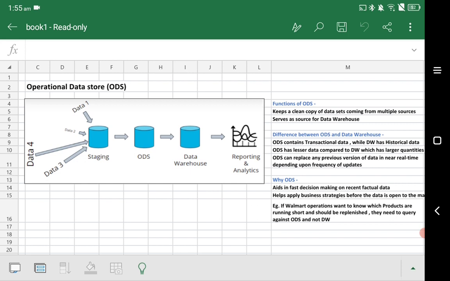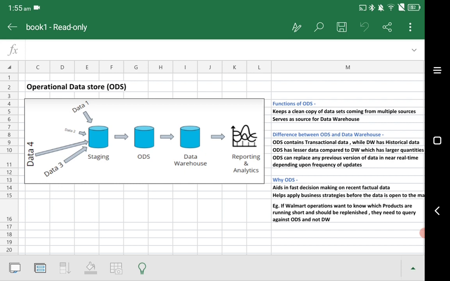Further, so why do we need ODS? What's the difference between ODS and data warehouse? Well, ODS contains transactional data. However, data warehouse is a system which holds large amounts of historical data. ODS has got data lesser in quantity compared to data warehouse. The data in ODS can be replaced with near real-time data depending upon the frequency of updates.